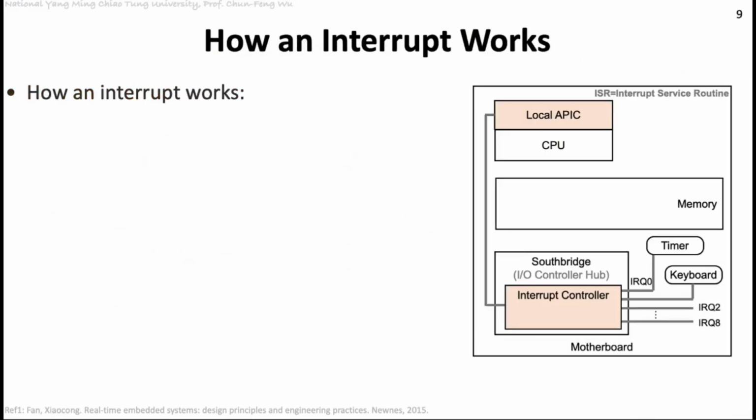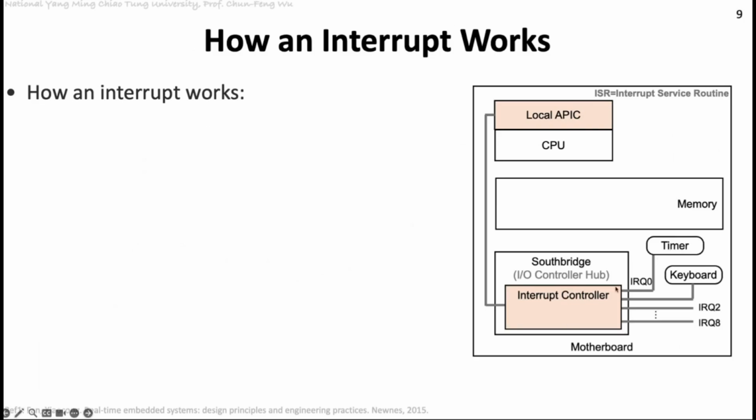I think we stopped at a prior page, and today we are starting right here: how an interrupt works. We put back our example figure here. There is a motherboard, and there are the south bridge, memory, and CPU, and the south bridge connects to several kinds of devices like the timer and keyboard.